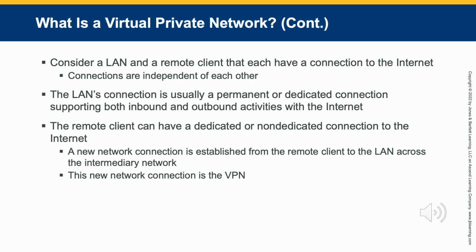Consider a LAN, local area network, and a remote client that each have a connection to the internet. Connections are independent of each other. The LAN's connection is usually a permanent or dedicated connection supporting both inbound and outbound activities with the internet. The remote client can have a dedicated or non-dedicated connection to the internet. A new network connection is established from the remote client to the LAN across the intermediary network. This new network connection is the VPN.